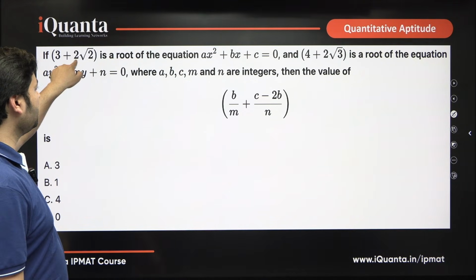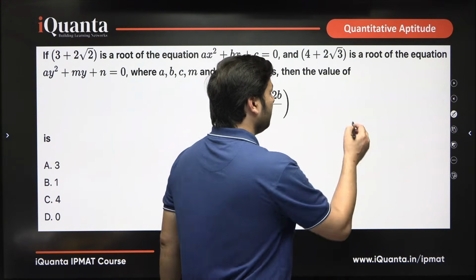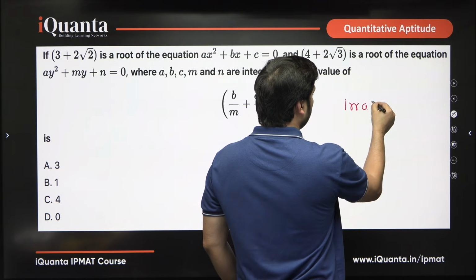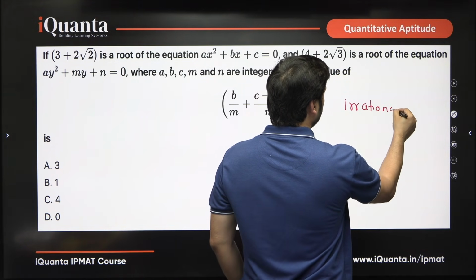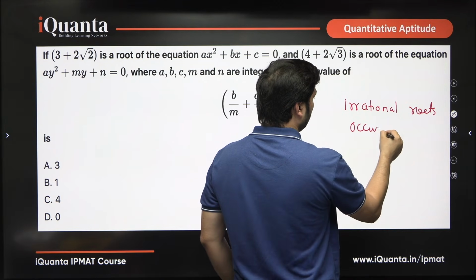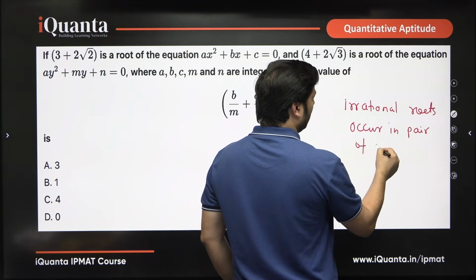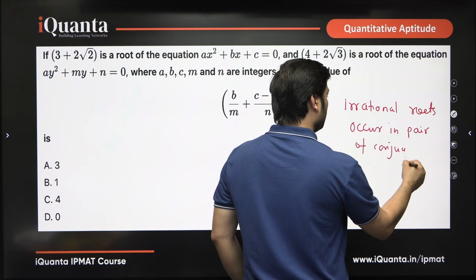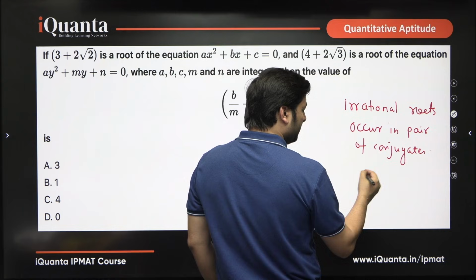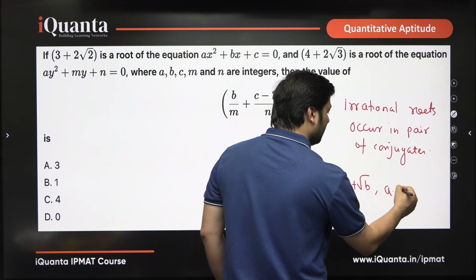This is an irrational root, isn't it? Because root 2 is an irrational number, root 3 is an irrational number. Whenever you have irrational roots, they occur in pairs of conjugates. I hope you know what conjugates are, not very difficult, sounds complex but very easy. Suppose one root of the quadratic equation is a plus root b, then definitely another will be a minus root b.